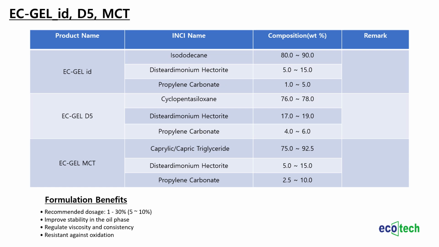All three oils, isododecane, cyclopentasiloxane, and caprylic triglyceride, when dispersed into the distilled ammonium hectorite, form a stable gel with a card-house structure.